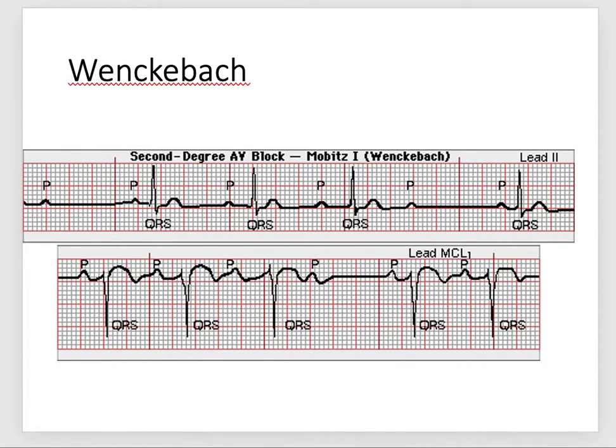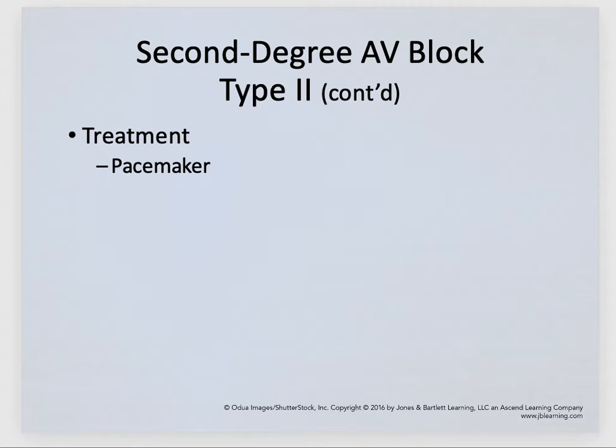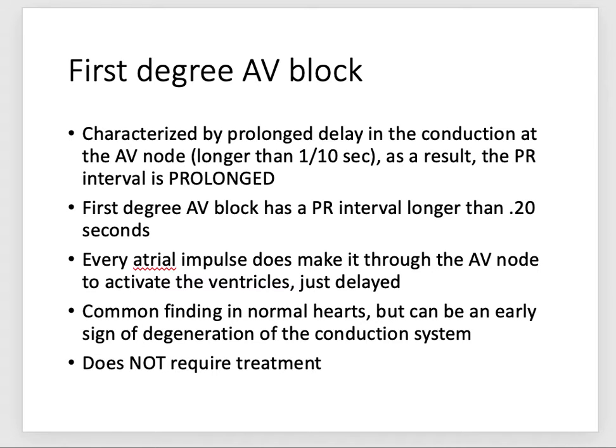So here's Wenckebach, right? So you've got the dropped variable beat, Mobitz type 1 Wenckebach, where it gets long and then it gets longer and then it fails to conduct a wave, right? That's what we call Wenckebach. With Mobitz type 2, a little different. Again, the PR interval always is the same with a dropped wave. Commonly, the treatment for a second degree Mobitz type 2 is going to be a pacemaker.